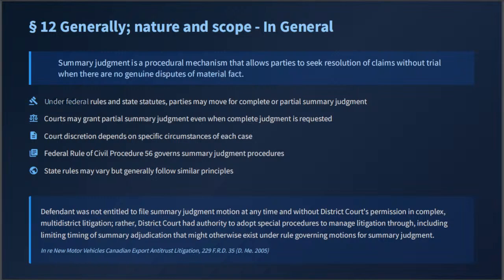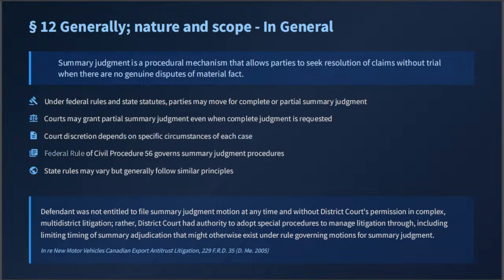So as we read under the federal rules and state statutes, parties may move for complete or partial summary judgment. The courts may grant a partial summary judgment even when complete judgment is requested. So that's at the discretion of the court. They don't necessarily have to grant the entire request, but they can do it in part by their order. The court's discretion depends on specific circumstances of each case.